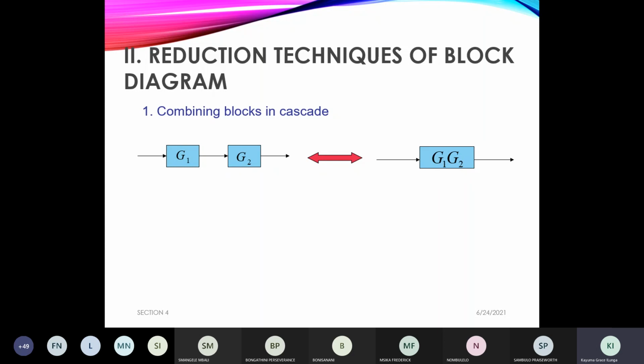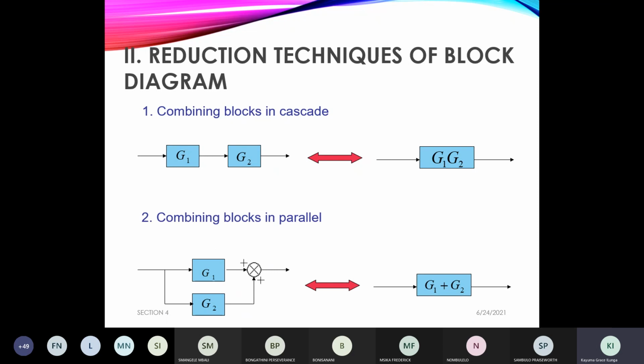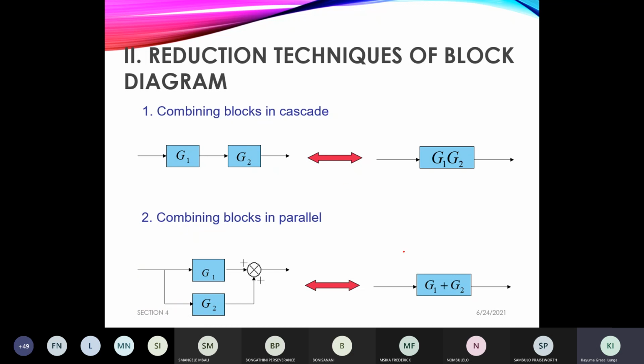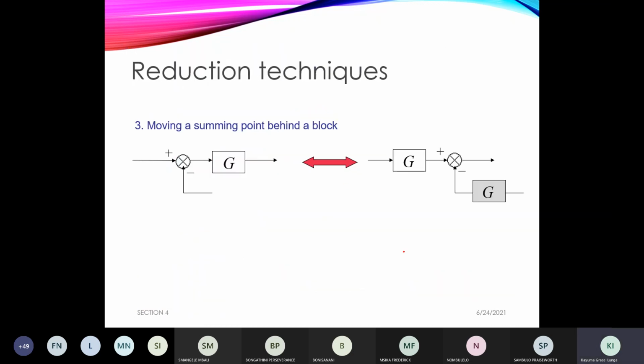Even if there are many, you can do it the same way. The second thing is to look for the parallels and say, okay, how many parallels do I have in my system? After you find the parallels, you can reduce them in this way. You can see the parallel gives you the sum of the transfer functions. But all these techniques here, I think you don't have to memorize them.